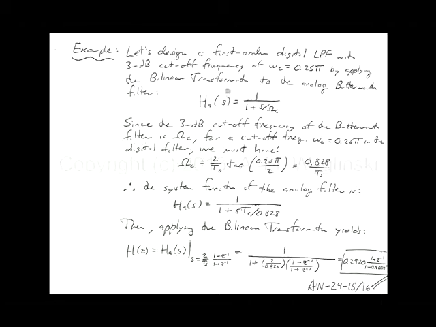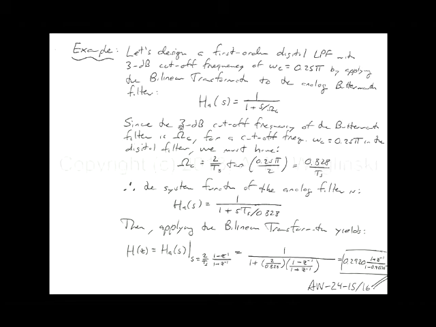And we want to apply the bilinear transformation to the Butterworth filter over here. I'm giving you the analog filter, but I don't tell you what the analog cutoff frequency is. But I'm telling you what the digital cutoff frequency is. So what do you do? You use the arctan expression to work backwards. Okay?